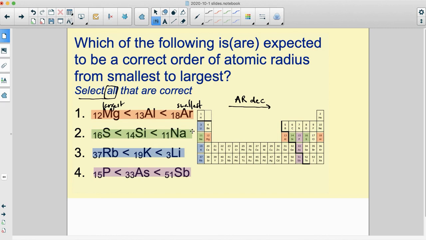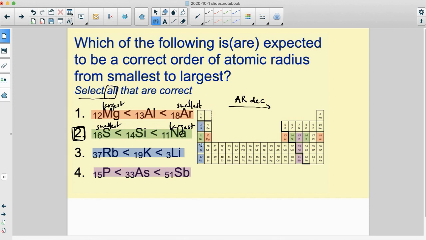Looking at the green, again, atomic radius decreases going to the right. So going from S to Na, the atomic radius would be increasing, and that's what we want. So we have the smallest to the largest. That would be smallest to largest, so 2 is a correct choice. Let's look at number 3.